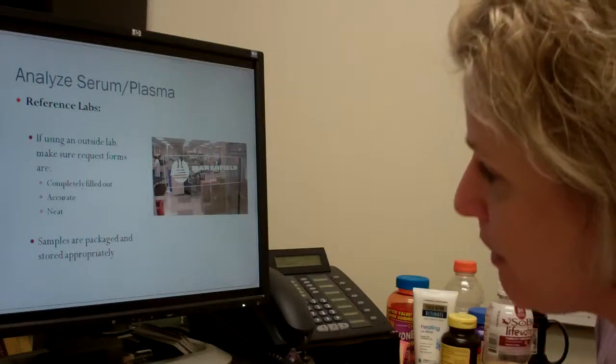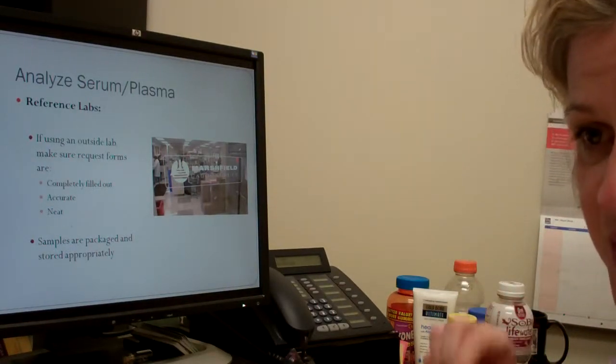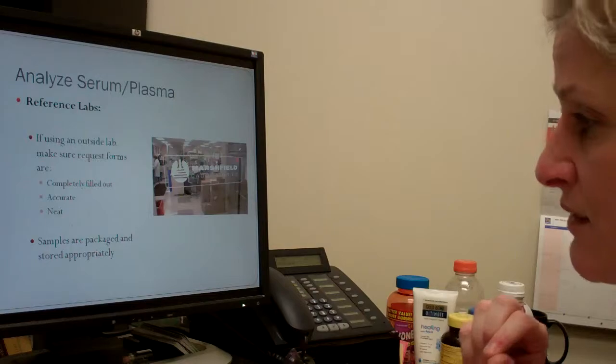I know, don't laugh at me, I know I can scribble, but when it comes to these requisition forms, I'm very neat so that it's very legible.